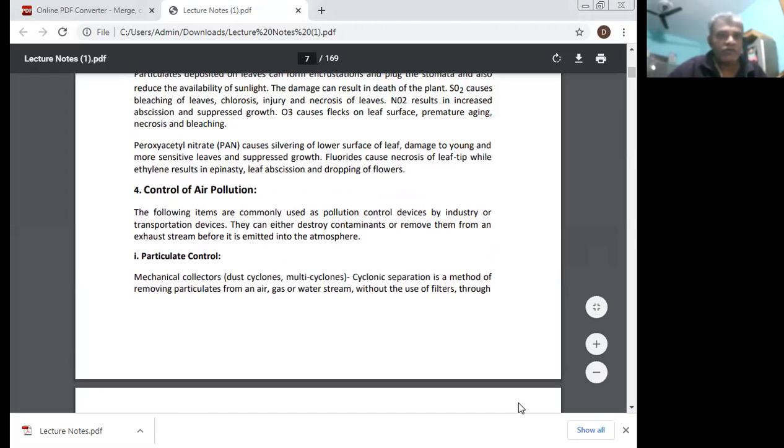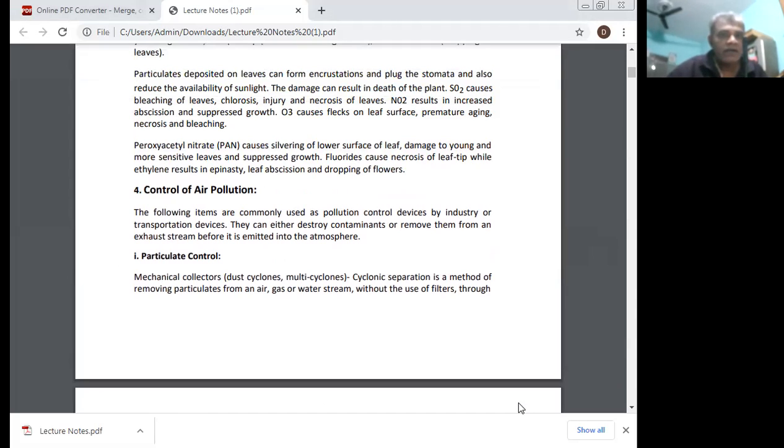Professor Dr. Manoj Kumar. Today he will talk on the topic of the control of air pollution, how air pollution can be controlled.